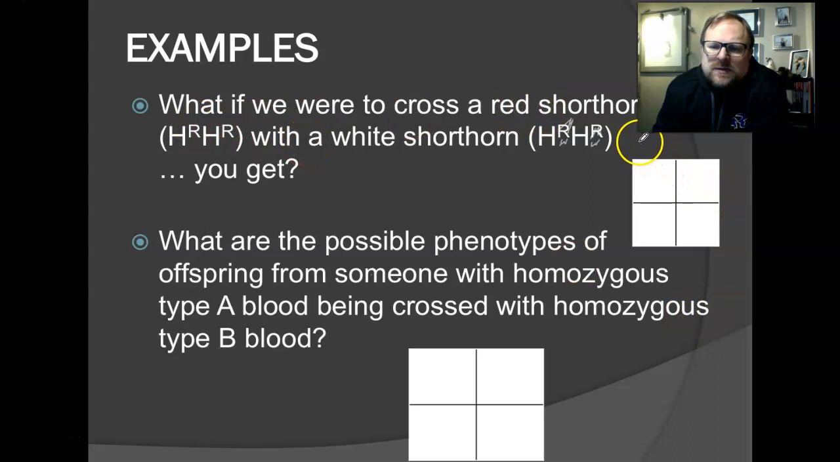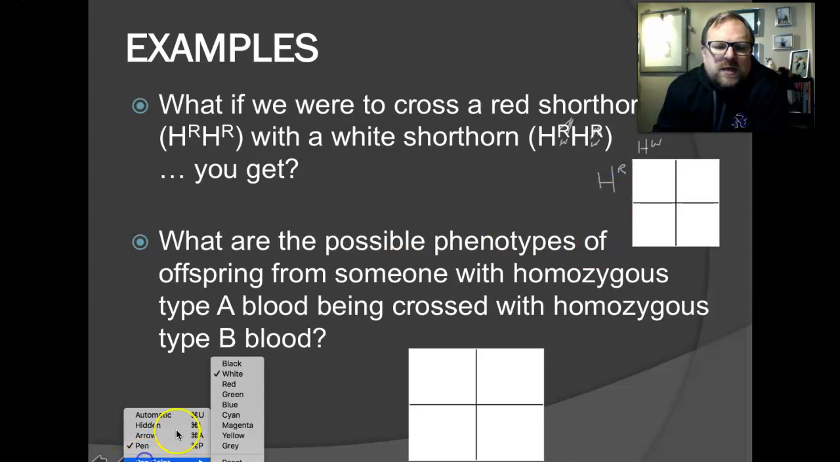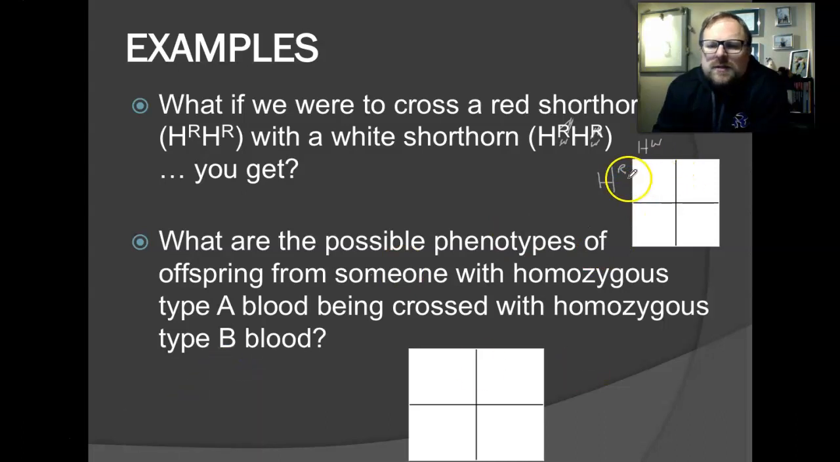I think you guys can sort of figure this stuff out already, so I'm going to go really quickly through it. There's our white individual's gamete. There's our red individual's gamete, and you guys should see at this point that all of the offspring of this cross are going to end up with that frosted appearance, where they have both red and white hair being exhibited at the same time.